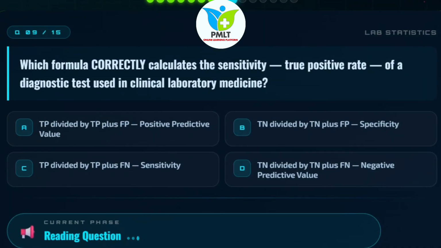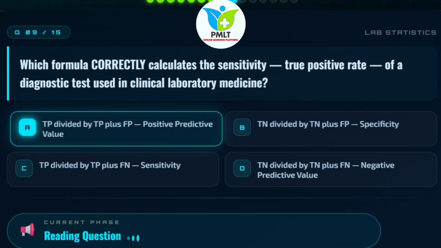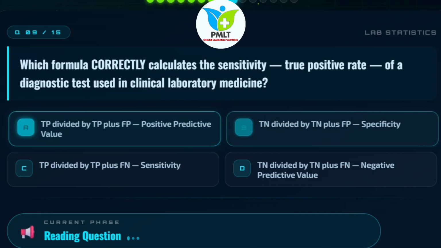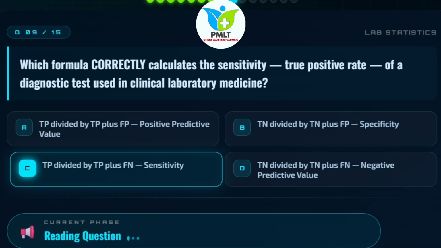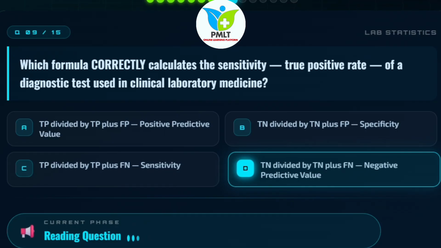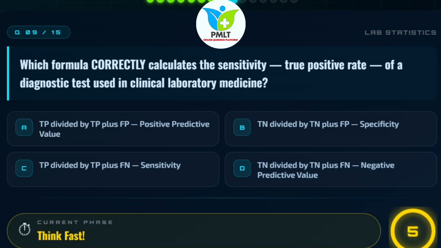Which formula correctly calculates the sensitivity, true positive rate, of a diagnostic test used in clinical laboratory medicine? A. TP divided by TP plus FP, positive predictive value. B. TN divided by TN plus FP, specificity. C. TP divided by TP plus FN, sensitivity. D. TN divided by TN plus FN, negative predictive value. Timer starting.